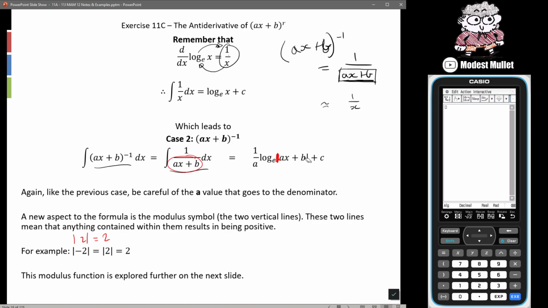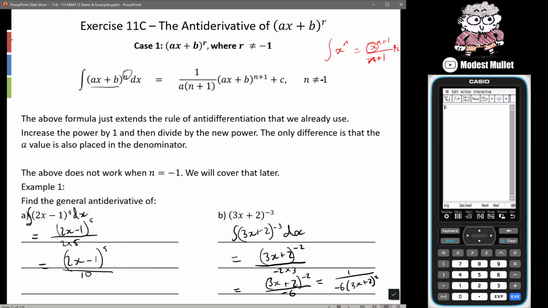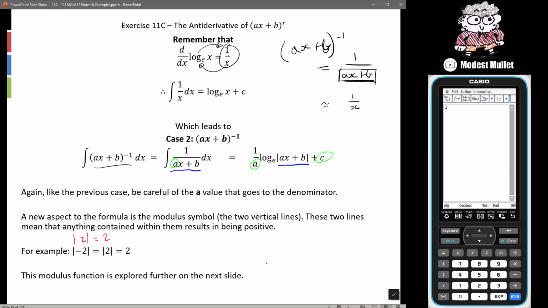Let me try and put some color in here to make this a little easier to see. Whatever's in the bottom goes there. The coefficient goes as a fraction out the front. And then of course we get our plus c. Over here, I made the mistake: in all of these I forgot plus c. We needed plus c in all of those.